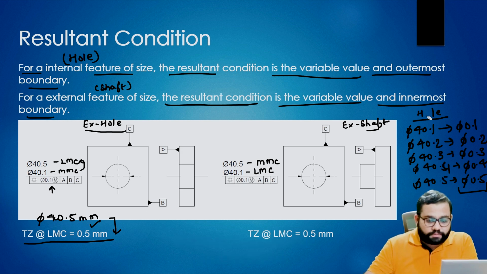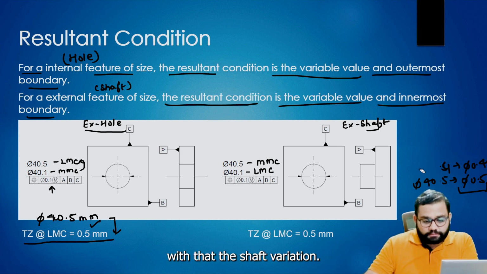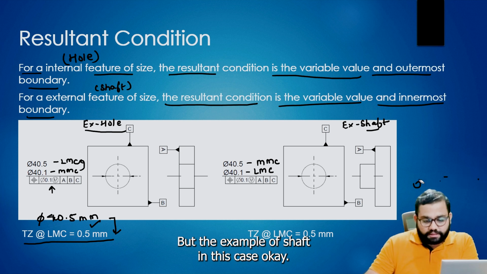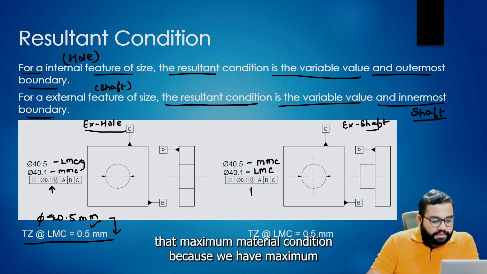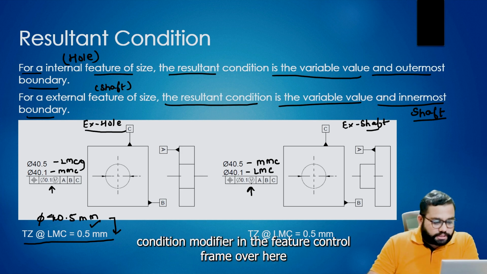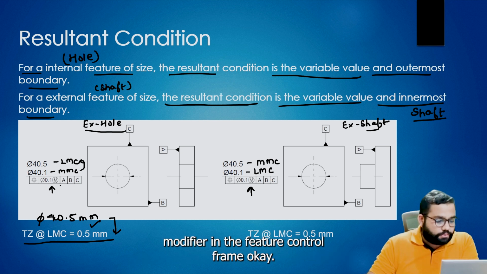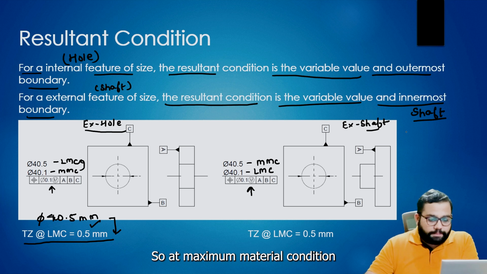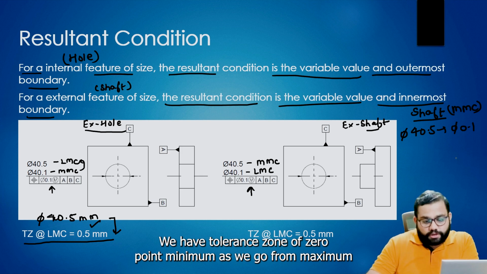Now we will understand with the example of the shaft, or pin. Because we have the maximum material condition modifier in the feature control frame, at maximum material condition, which is dia 40.5, we have a tolerance zone of dia 0.1 mm.